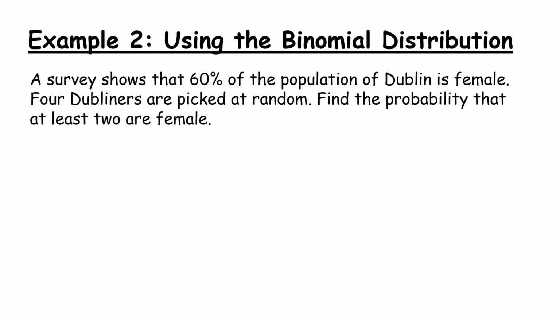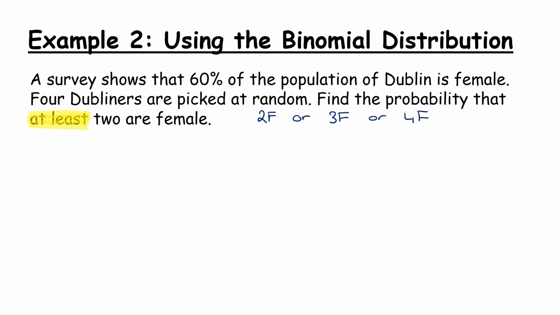So example 2: a survey shows that 60% of the population is female. 4 Dubliners are picked at random. Find the probability that at least 2 are female. So let's look at that phrase, at least. That means we could have 2 females, or we could have 3 females, that would be fine as well, or we could have 4 females. So we have a few different options here: 2 female or 3 female or 4 female.